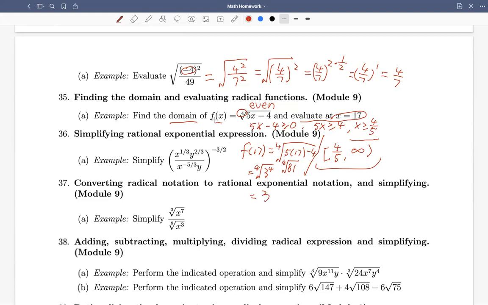So f of 17 for this function is 3. So this is f of 17. All right, x equals 17 means we change the input to be 17. Okay, I need to erase this.